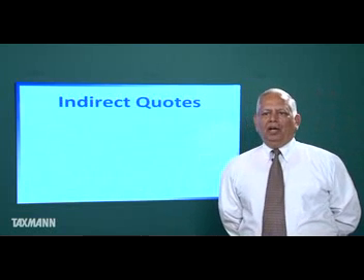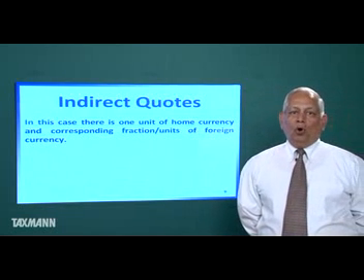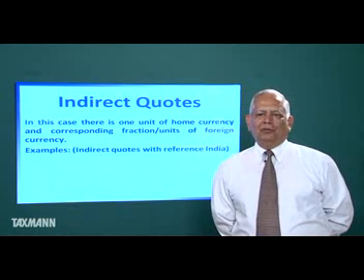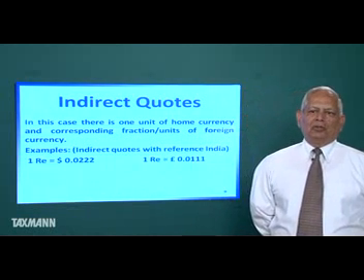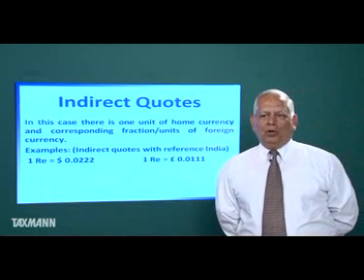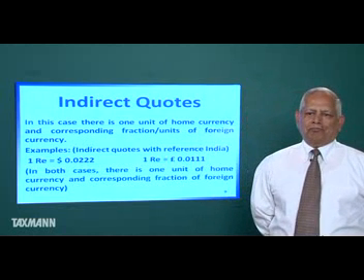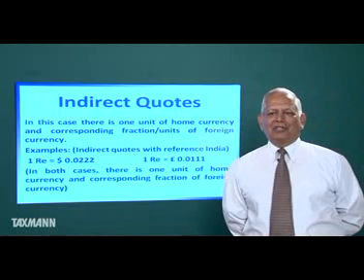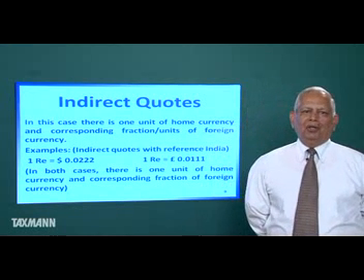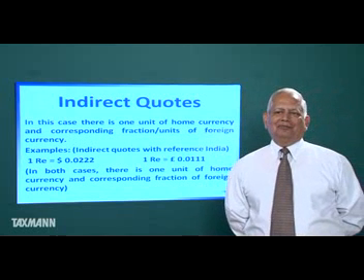Let's come to indirect quotes. In this case, there is 1 unit of home currency and corresponding amount of foreign currency. For example, 1 rupee is equal to $0.022. 1 rupee is equal to pound 0.011. In both these cases, there is 1 unit of rupee, which is home currency for us, and corresponding fraction of foreign currency.